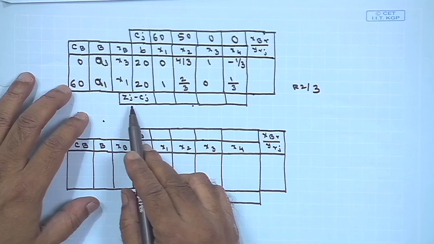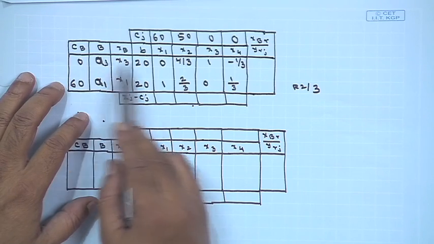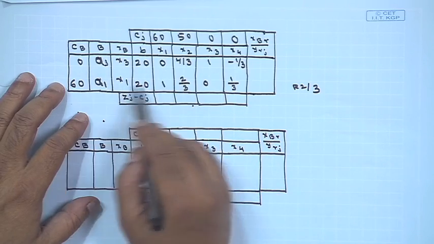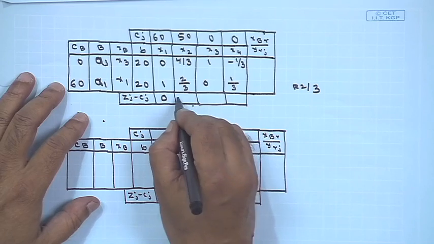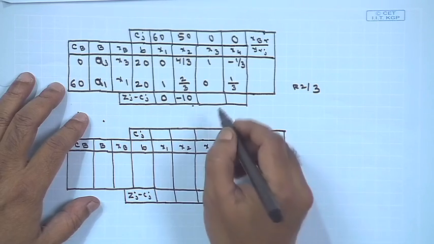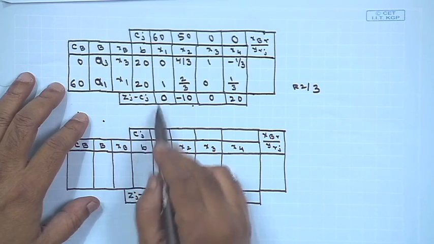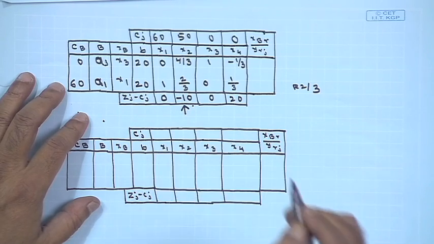Now, calculate again Zj minus Cj. In Zj minus Cj, this into this plus this into this minus this. So, 0 into 0 plus 60 into 1 minus 60, it is 0. Next one will be minus 10, you can calculate it, this is 0, this is 20. So, this Zj minus Cj are not greater than or equal to 0. So, you have one entering vector.